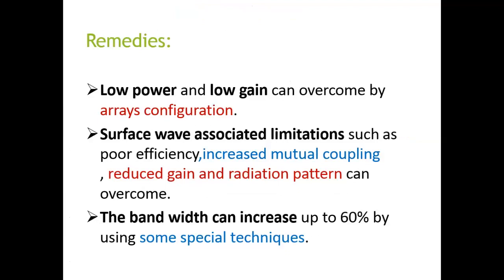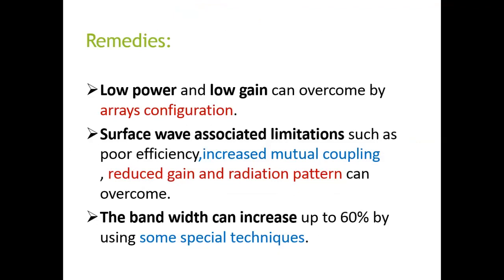Remedies: low power and low gain can be overcome by array configuration. Whenever low power is there, what will overcome it? We are using arrays. Arrays means increasing the number of dipoles; you are increasing the antennas. That's called arrays. Whenever the arrays are increased, automatically the low power and low gain will be overcome.